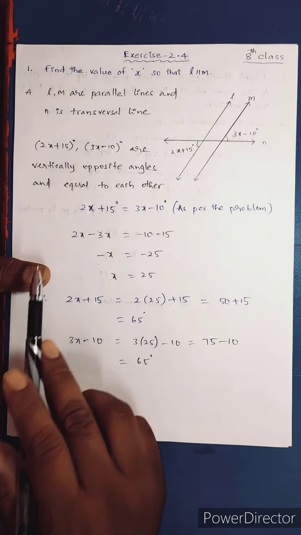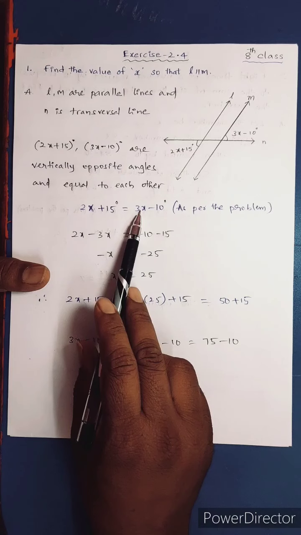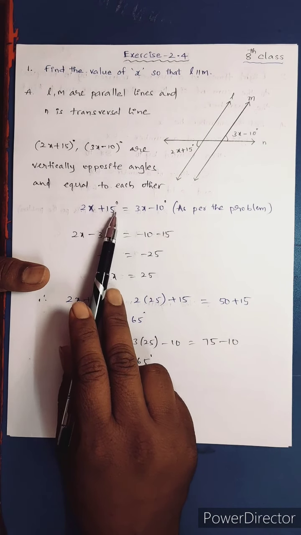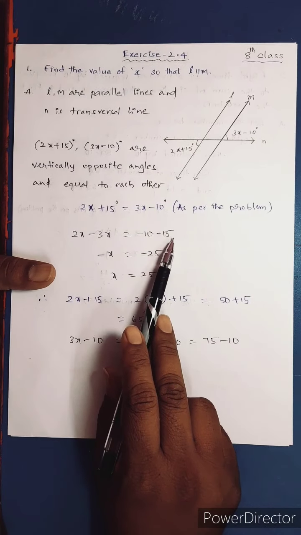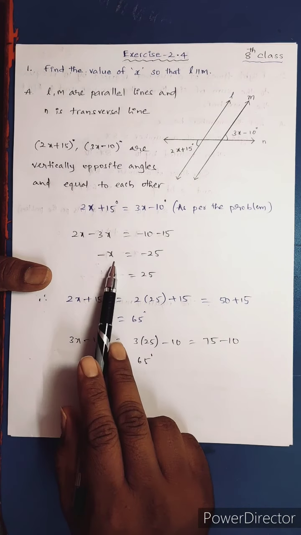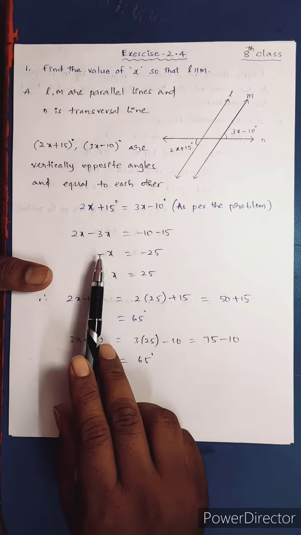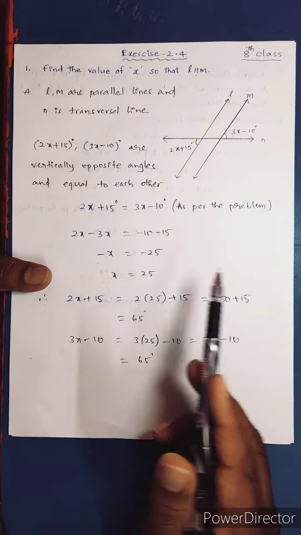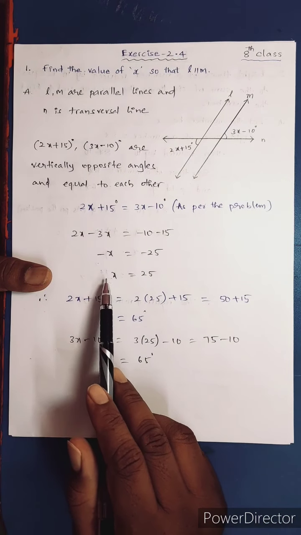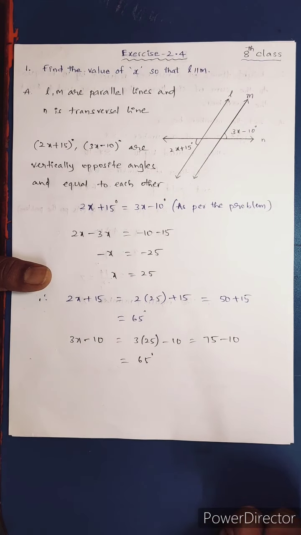Take all variables to one side and all constants to one side. Plus 3x when you send this side becomes minus 3x, plus 15 is equal to that side minus 15. Now 2x minus 3x, their difference is minus x. Minus 10 minus 15 is minus 25. Now this minus and minus cancel, so x is equal to 25. Value of x is equal to 25. The problem asked to find the value of x.